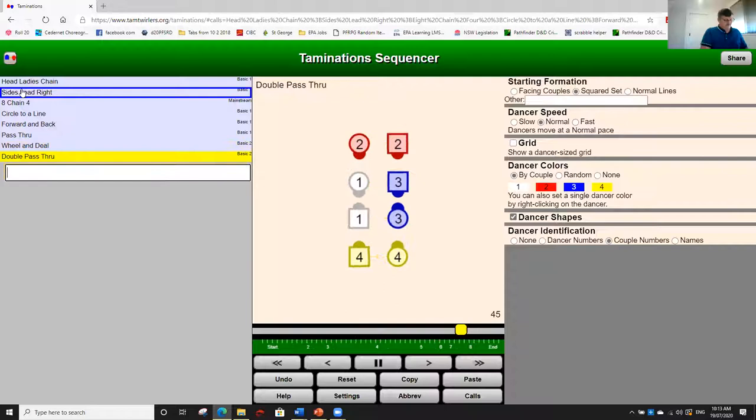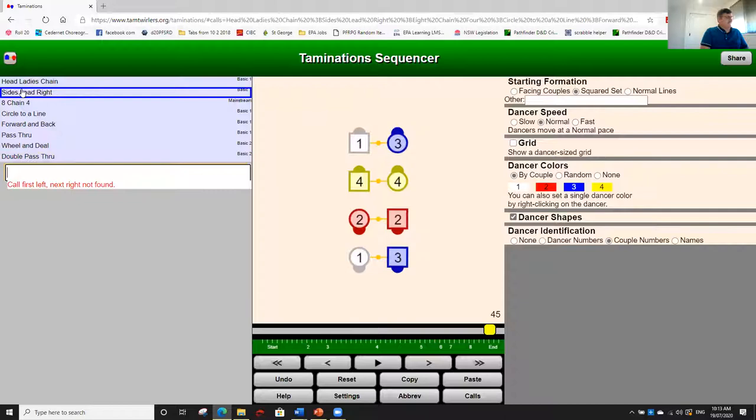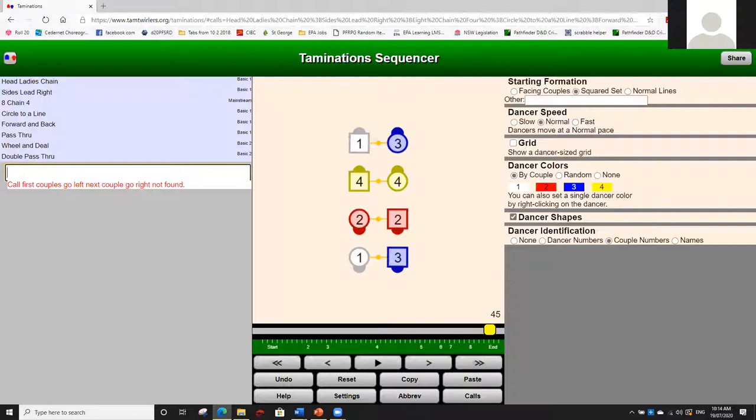Double pass through. First left. Next right. First go left. Next go right. First couple left. Next. Maybe it's second couple. Sorry? Maybe it's second couple go. Is it listed in the abbreviations? Try first two left, next two right. I know it works because I used it earlier.